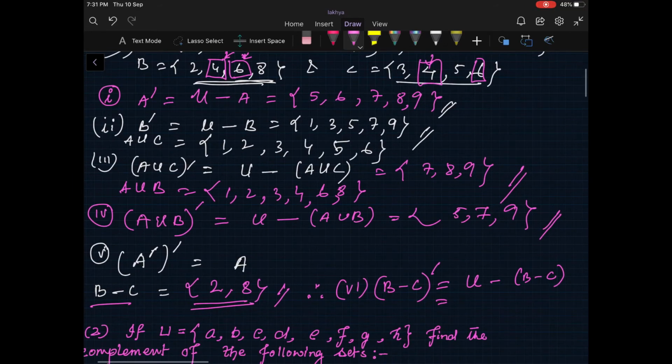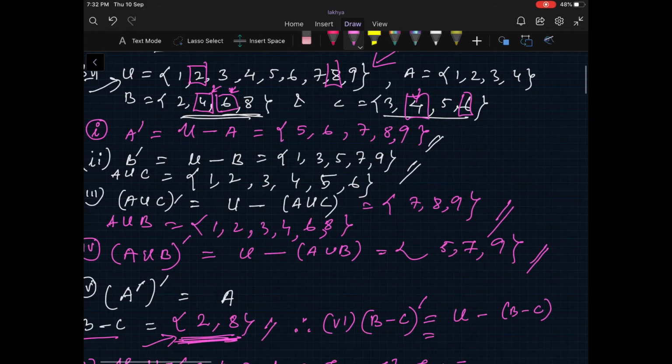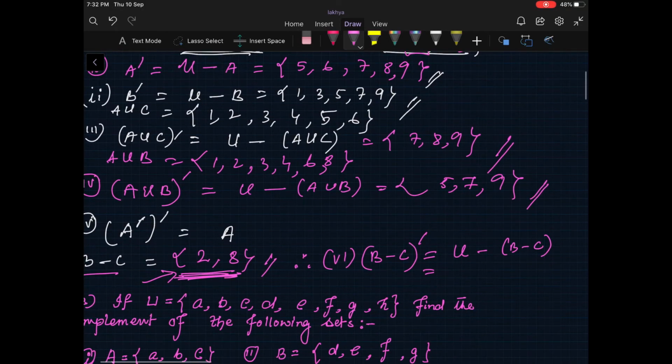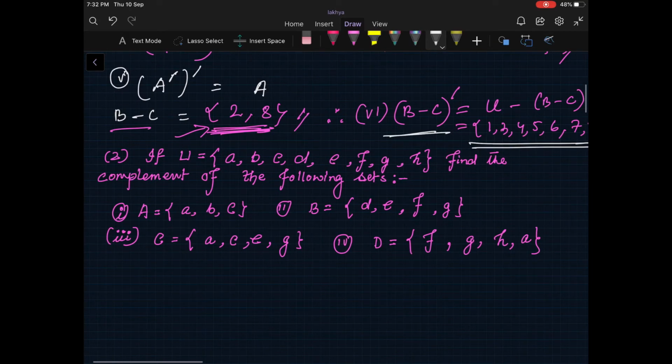What are the elements in B minus C? 2 and 8. So eliminate 2 and 8 from the universal set. Then what will be the result here? 1, 2 is eliminated, 3, 4, 5, 6, 7, 8 is eliminated, then 9. So this is the result, the complement of B minus C. That's how we can solve question number 1.